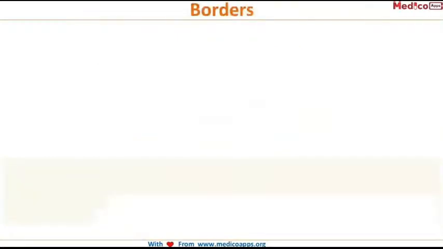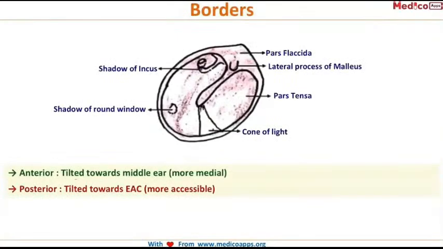Now what are the borders? The anterior border is tilted towards the middle ear, that is, it is present more medially, whereas the posterior border is more accessible. Why so? Because it is tilted towards the external auditory canal. So the posterior border is more accessible, not the anterior border.